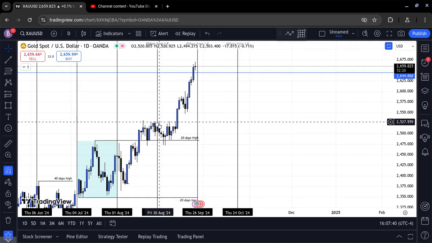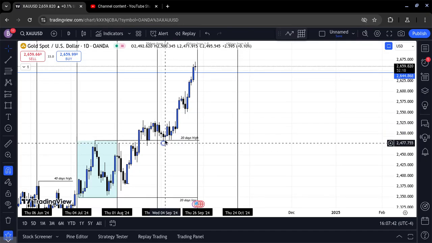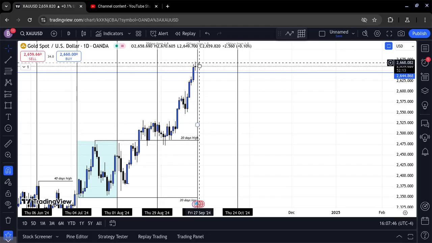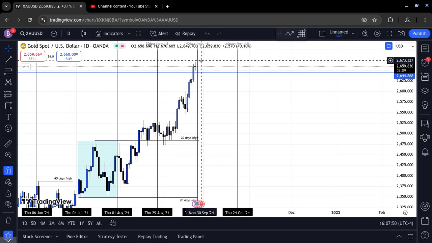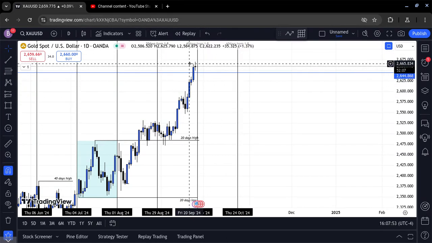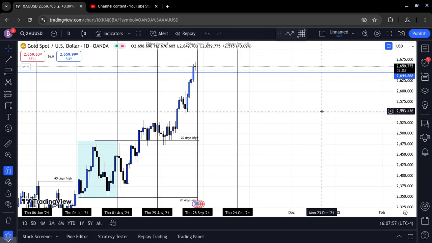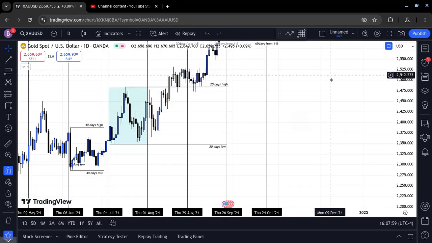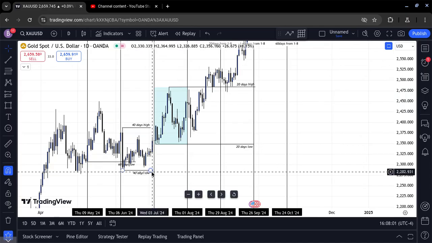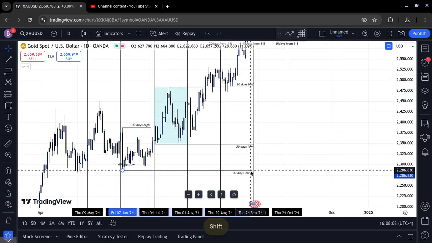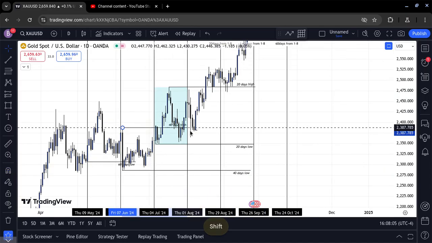20 days, the moment 20 days started, price expanded. Now 20 days are about to end, 40 days are coming up. After 40 days we might see price coming down, or at least retracing to a place of liquidity zones. Right now this is our 40-day low and this is our 40-day high.